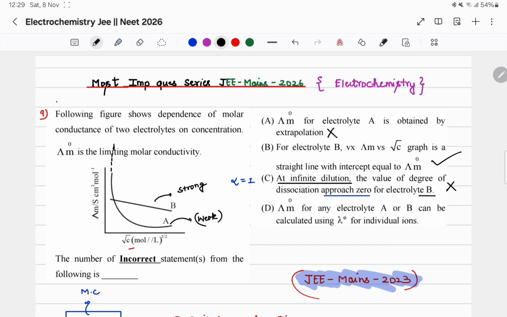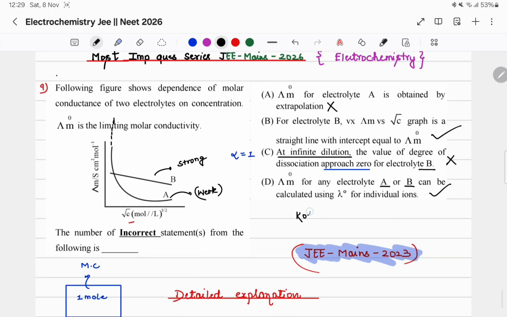So till now we have got how many wrong? A is wrong, C is wrong. Come to D. Lambda m naught for any electrolyte A or B means either strong or weak can be calculated using lambda m naught for individual line. This is right. Now you will be thinking why right? Because from graph we cannot calculate for weak electrolyte, but scholastic law की मदद से we can calculate lambda m naught for weak also, strong also. So D is right, due to this law.